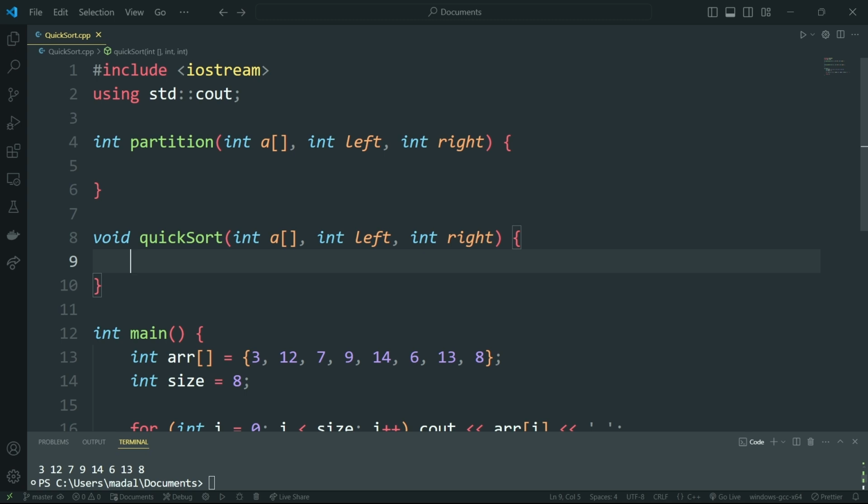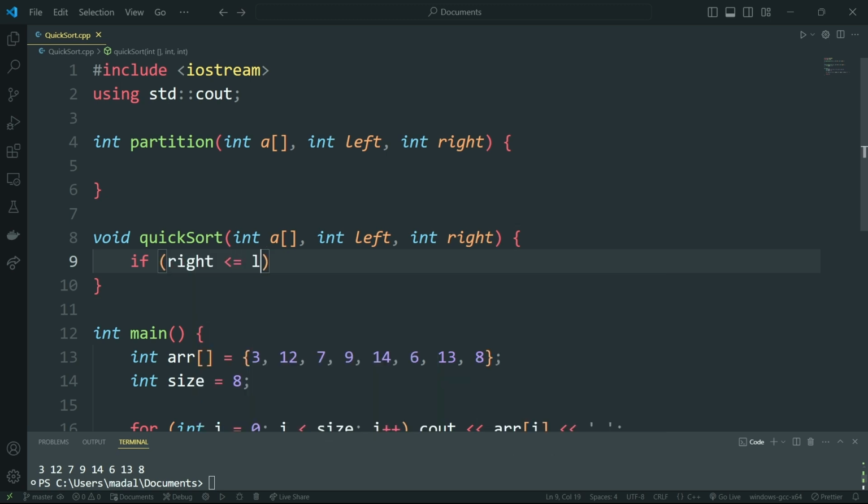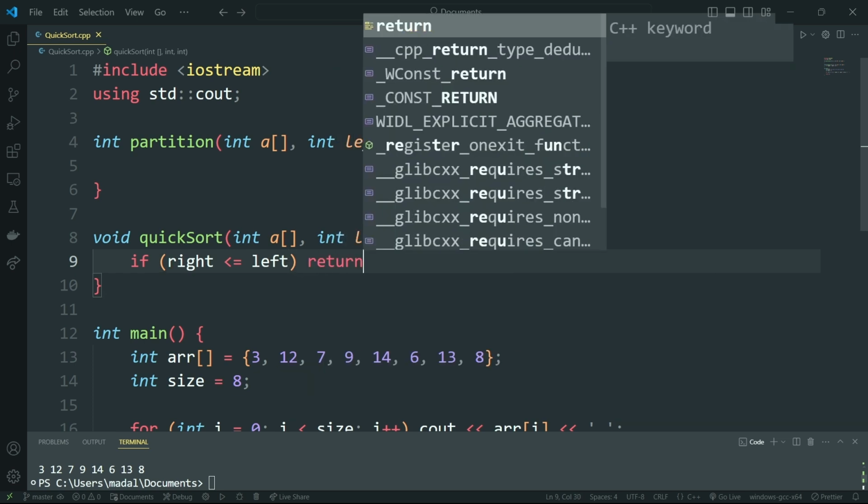So I'm actually going to code the quicksort function first. As I said, this is going to be a recursive function. So the first thing we're going to do is our base case. And our base case is going to be, well, let me just say that this function is going to take in the array that we want to sort and the indexes between which we want to sort it. So left and right. So I'm going to say if right is smaller than or equal to left, then we're just going to return, right?